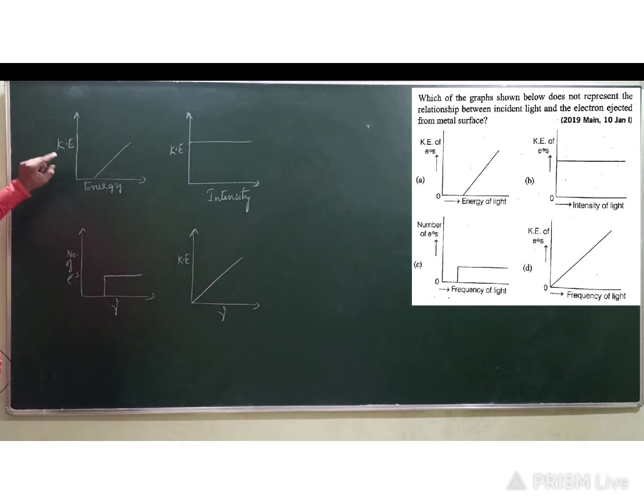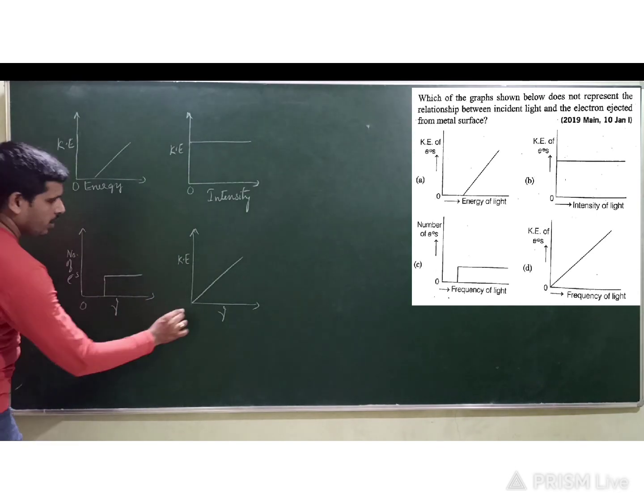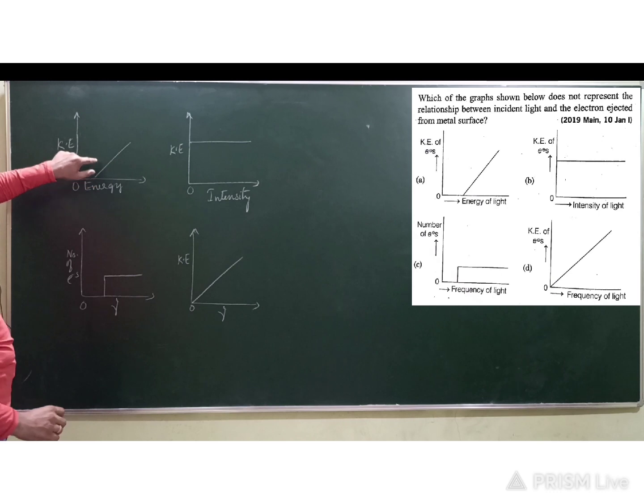Now let us see one by one. The first one, kinetic energy against the energy of the light. The graph is like this. What does it indicate? It has got some intercept. If it started from the origin 0, right, you wouldn't have this graph like this, it would have started from here. So let us see whether it is true or not.